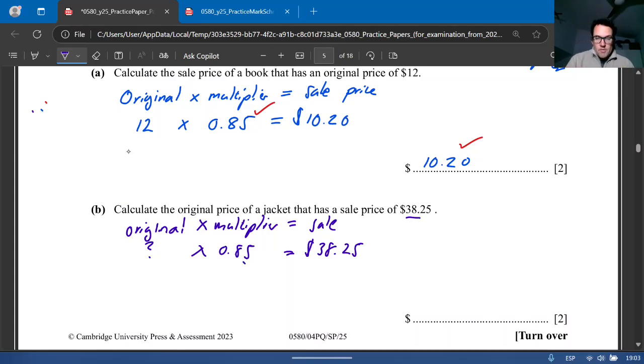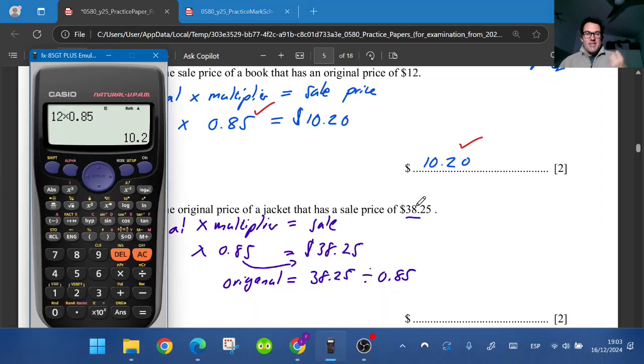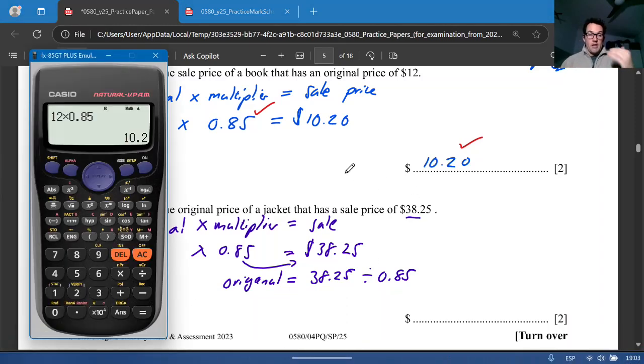So that means we need to move that there. So the original price would be 38.25 divided by 0.85. Okay. Now remember, the original price needs to be bigger than the sale price because this is a sale. They're reducing the price. How do you get something bigger when you're dividing it? And the answer is yes. If you divide something by a decimal smaller than 1, it does get bigger.